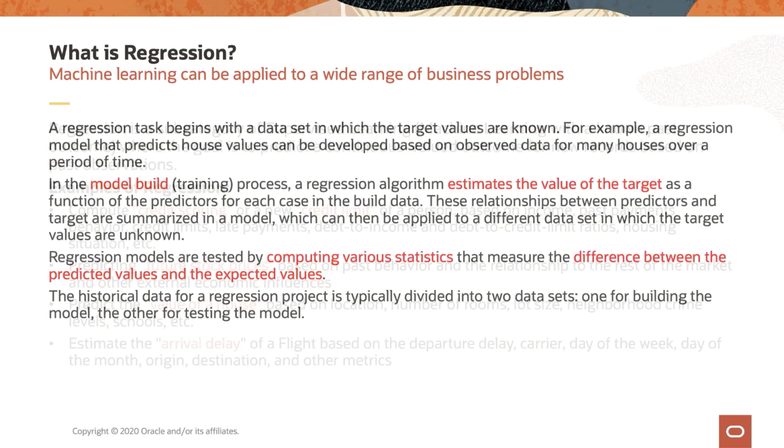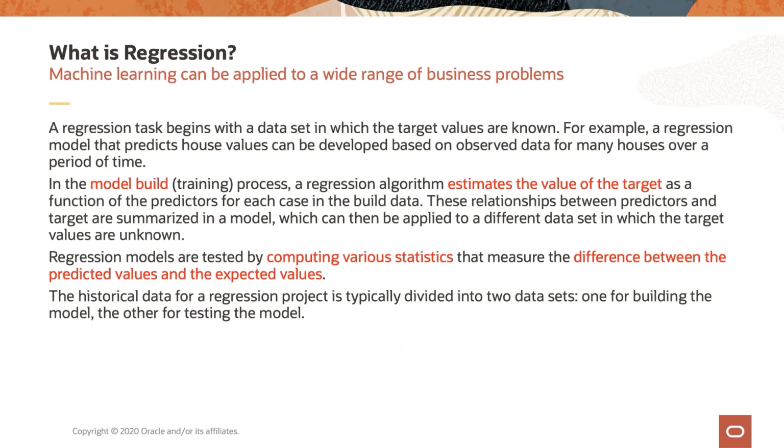So in general, you start with regression by identifying the values that are known. So you're looking at the past, taking the data that you know and identifying that value that you want to estimate. And then during the model building is when the regression is going to estimate the value of the target as a function of the predictors, and then that relationship is going to be summarized in the model. So there are various statistics that are computed during the build of a model.